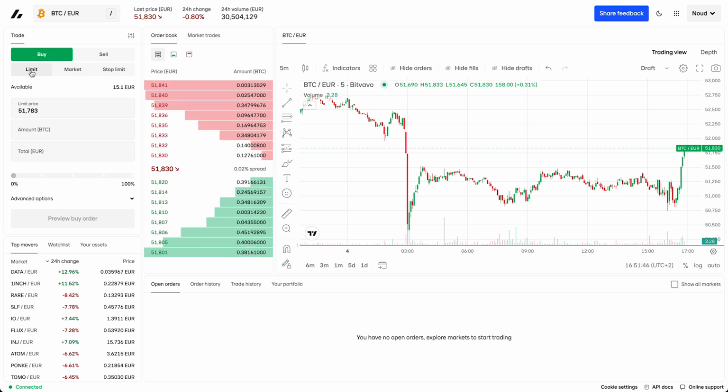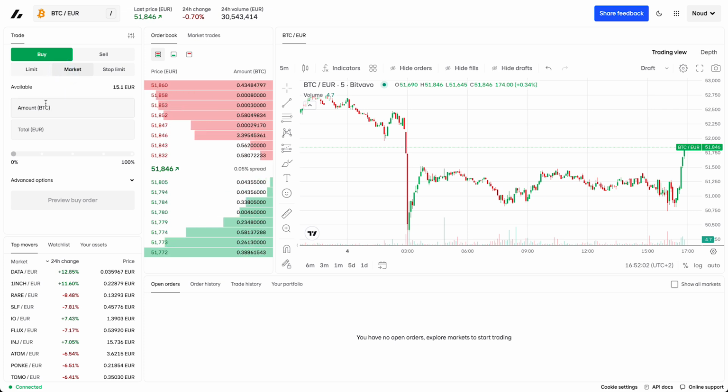And then we can select a limit or market order. So a limit order is basically you plan in a buy order at a specific price. For example, you want to buy Bitcoin at, let's say, exactly 50,000. But you can also select a market order, and that is just right now, so at any price right now. So you can plan in your trade or just buy Bitcoin right now.